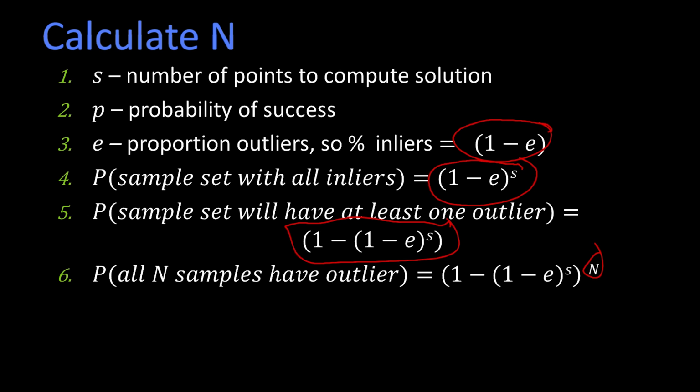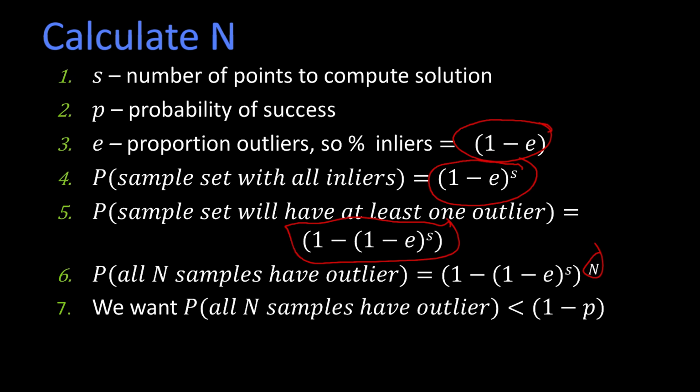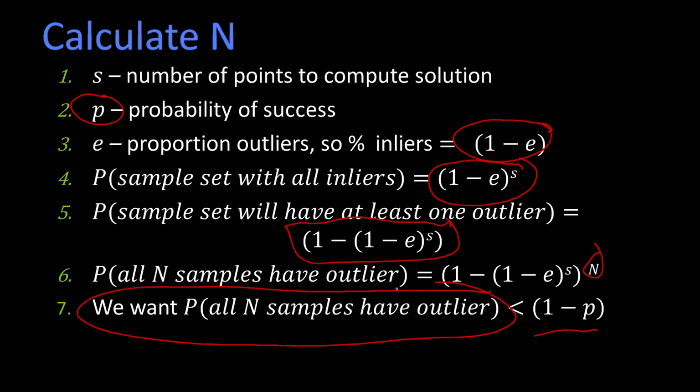Okay, but of course, what we want is the probability that all of them are outliers. So that means they were all bad. We want that probability to be really small. That is, less than 1 minus the probability of the success. So judging here, right, so if P here was 99%, 1 minus P would be 1%. We want the probability that all of our samples had at least one outlier in them to be less than 1%.